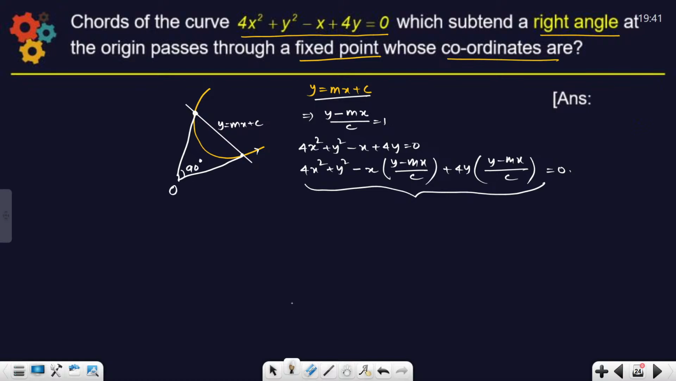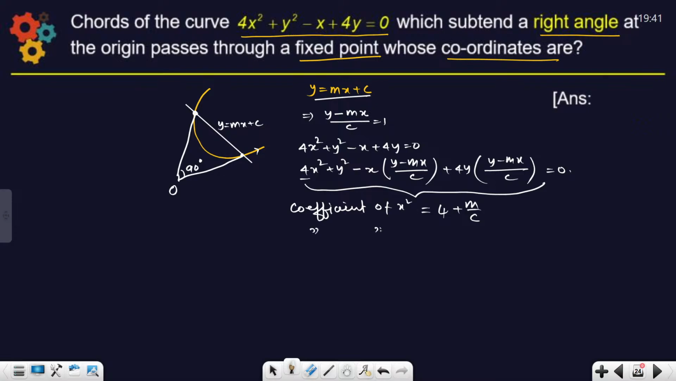So we will simply say the coefficient of x square. What is the coefficient of x square? From here we are getting 4, and from here we are getting m over c, x square, and no more x square we are going to have.